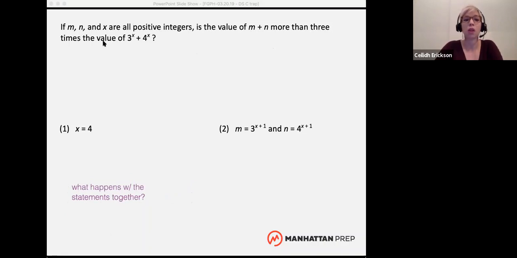Well, if we know that X is 4, then we can apply that over here and say that M is 3 to the 4 plus 1, so 3 to the 5, and N is 4 to the 5. Okay, so we've got a value for M, a value for N, a value for X. We can definitely answer the question, right?